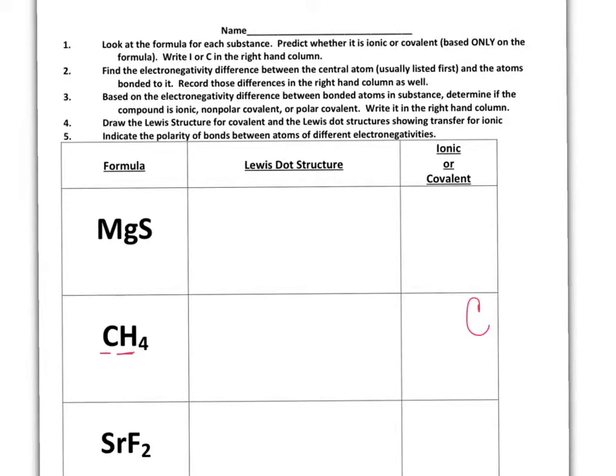Okay, so the first thing that you have to do is look at the elements that are present and determine how many valence electrons you have. And so I have carbon and I have hydrogen, and there is 1 carbon and 4 hydrogen, and that 1 carbon has 4 valence electrons, and those 4 hydrogens have 1 each, 4. So the total number of valence electrons is 8.